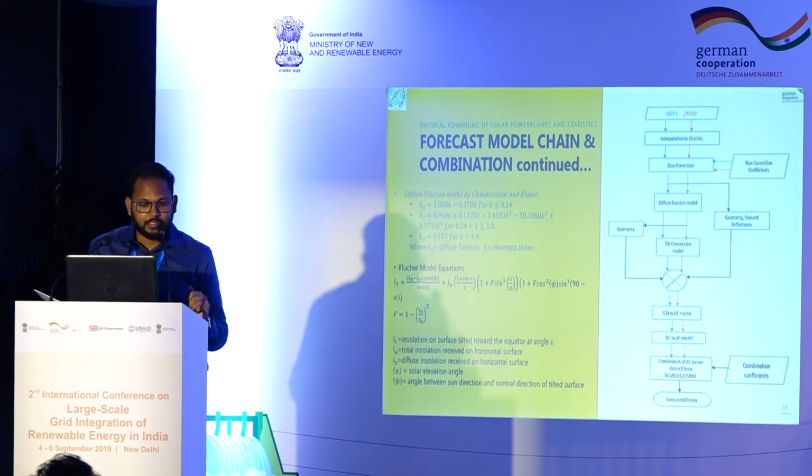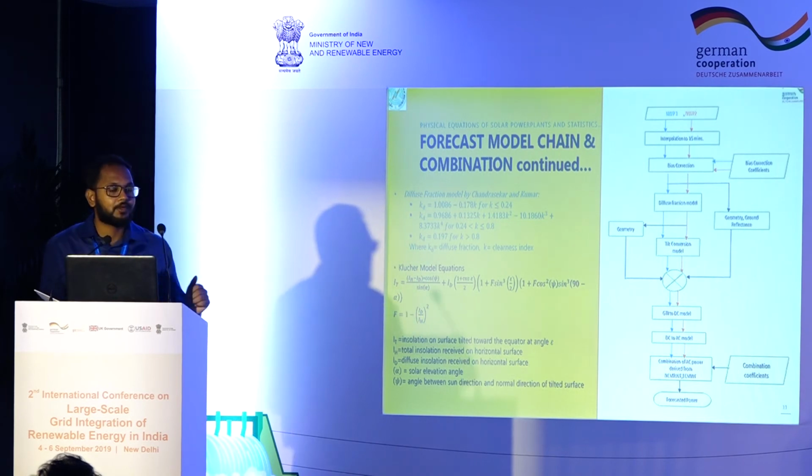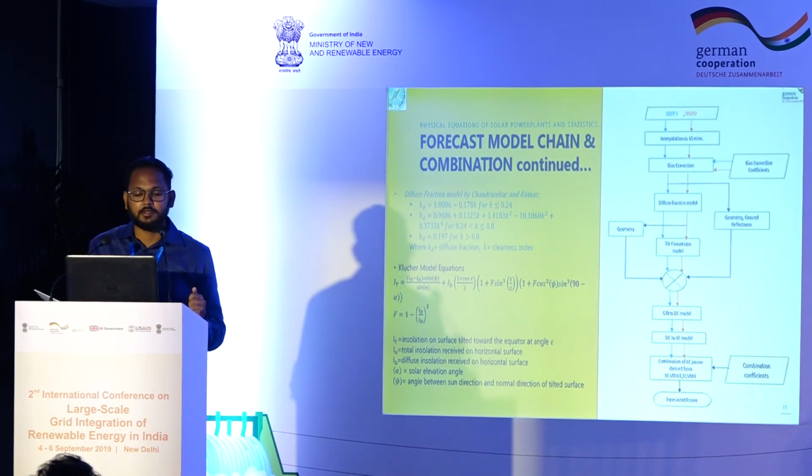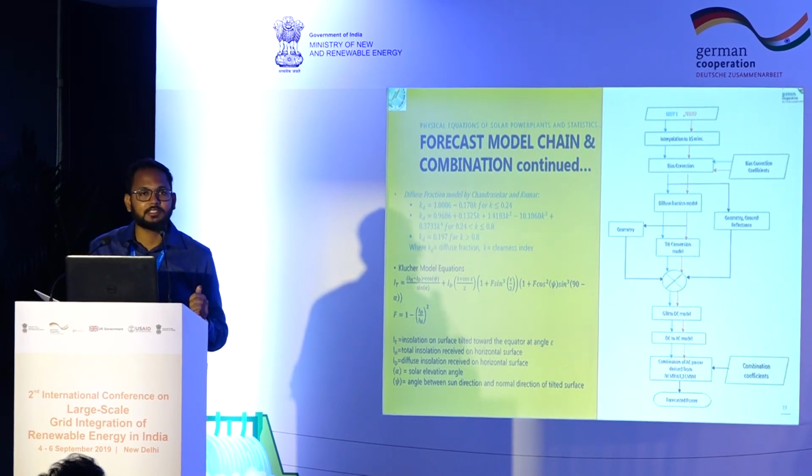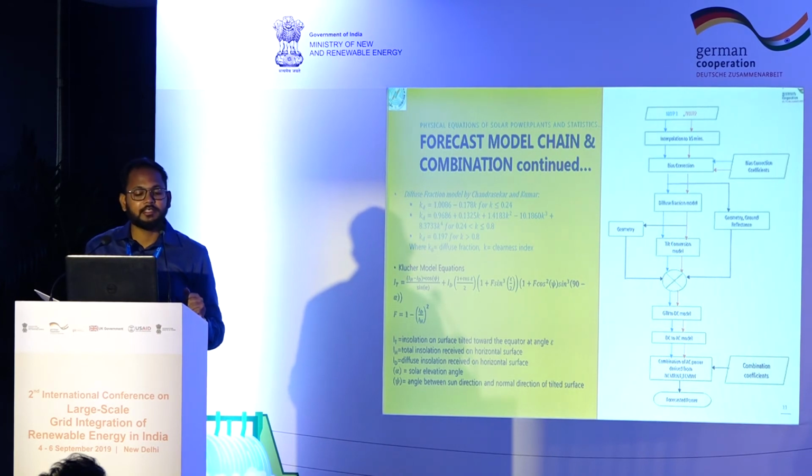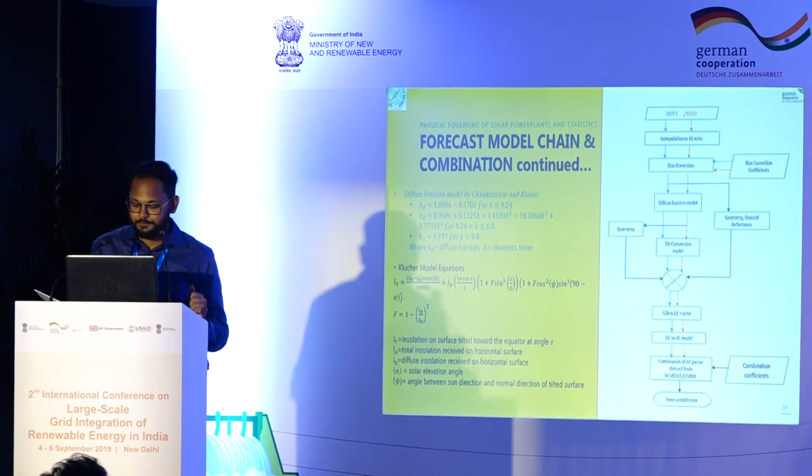So this is the diffuse fraction model we have used, the Chandrasekhar and Kumar model. What we are doing is calculating the clearness index from the GHI data we receive from the bias corrected NWP, and calculating the diffuse fraction values using the Chandrasekhar and Kumar model, and finally we get the diffuse horizontal irradiance. Once we have diffuse horizontal irradiance and GHI, we get the GTI using the Klucher model by putting the tilt angles and other parameters into the Klucher model equations.